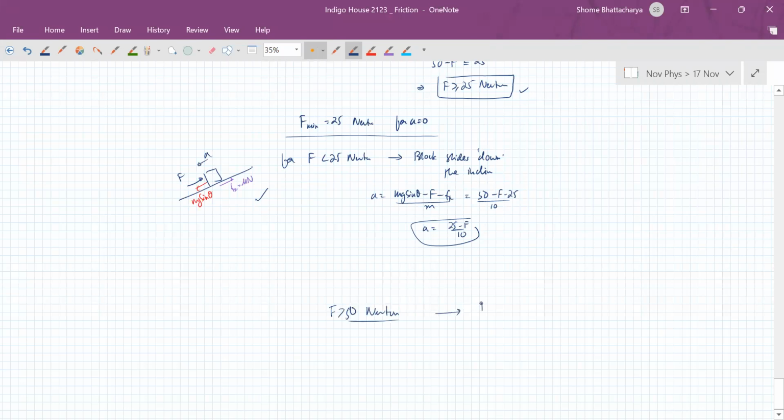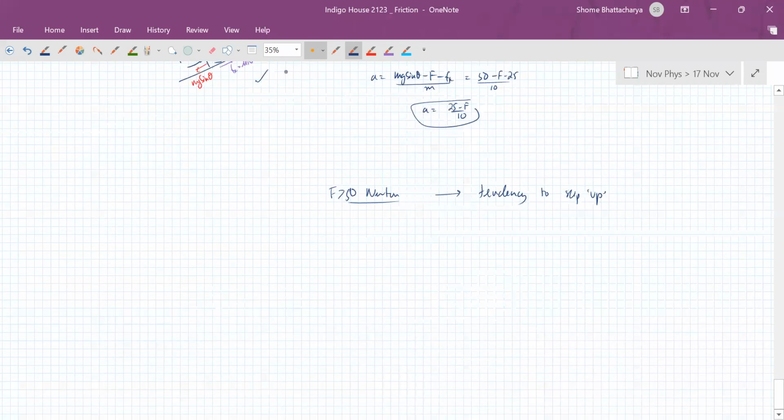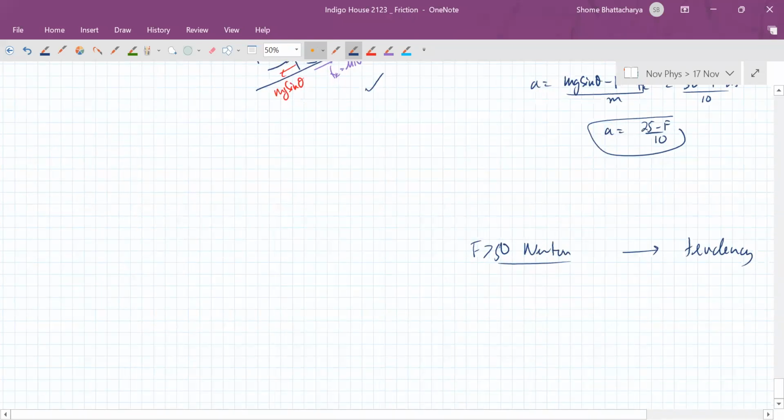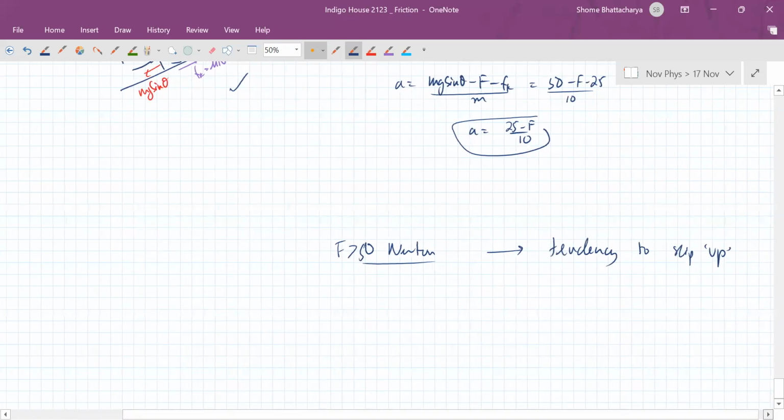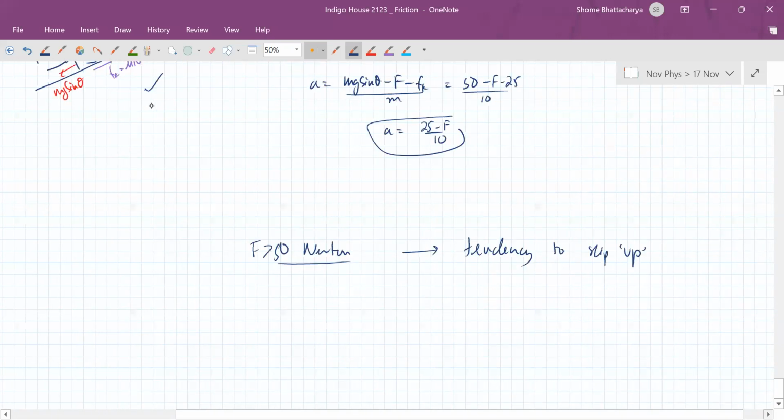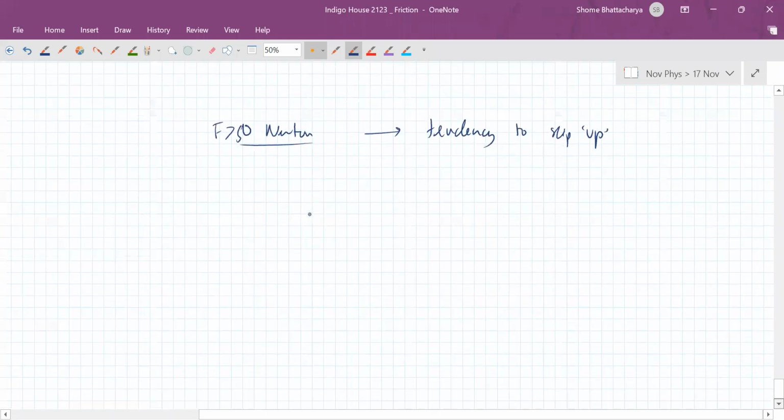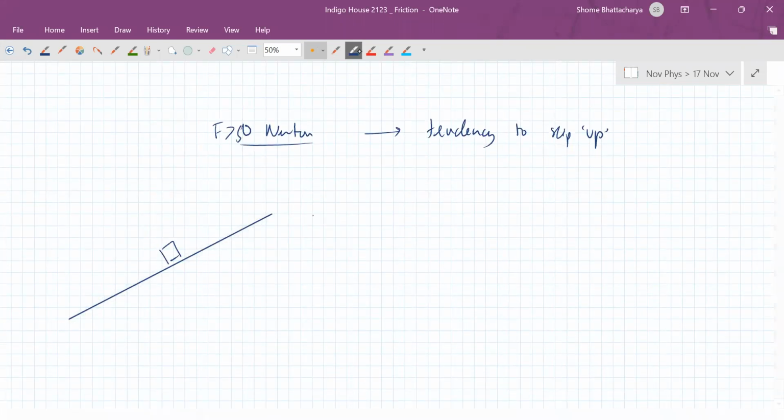Now there is a tendency to slip up the inclined plane. So the direction of friction changes. Now F is dominating over mg sin theta. So friction has to help mg sin theta to prevent slipping, or at least to try and prevent slipping. So now the moment our force F is greater than 50 newtons, there's a tendency to slip up the inclined plane. So friction starts acting down the inclined plane like this.